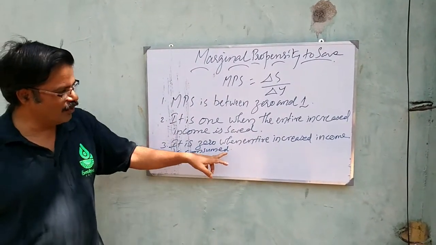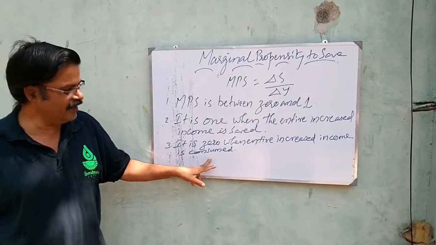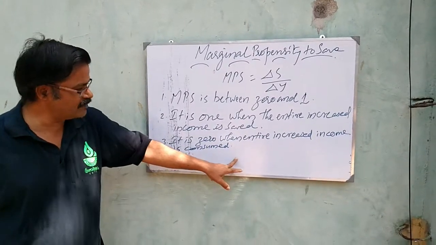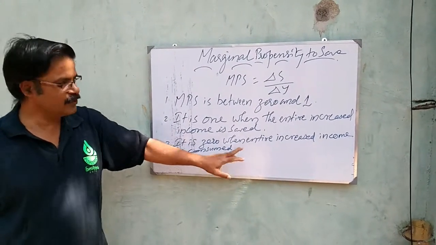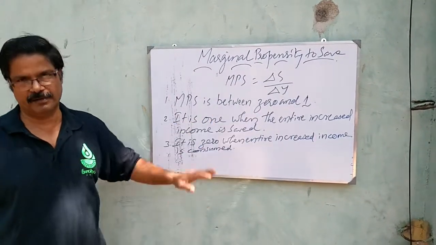MPS can be 0 when the entire increased income is consumed. You are not saving anything. The entire increased income you are consuming. In that case, MPS can be 0. So MPS can be in between 0 and 1.